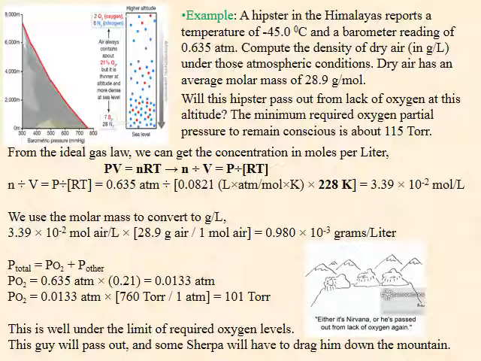We can use the conversion factor, 760 torr is equal to 1 atmosphere, to convert the partial pressure of oxygen from atmospheres to torr. Our final answer is 101 torr, which is well under the oxygen levels required for the average hipster to remain conscious. We can conclude that this hipster is going to pass out from lack of oxygen, and will need a Sherpa to drag him down the mountain, either dead or alive.